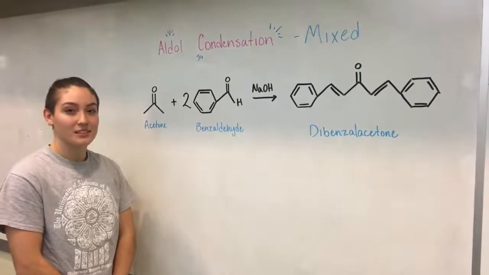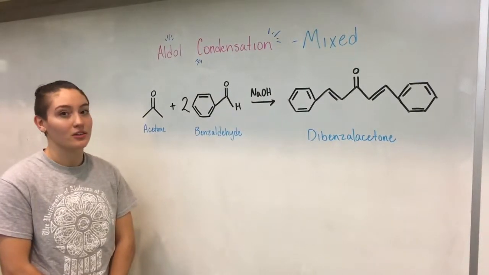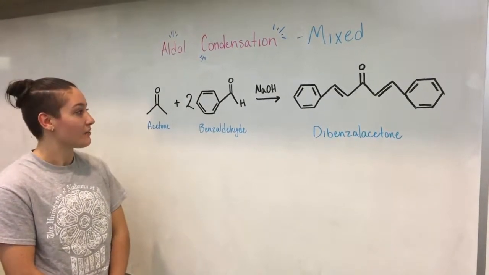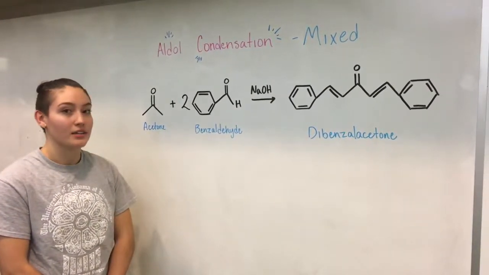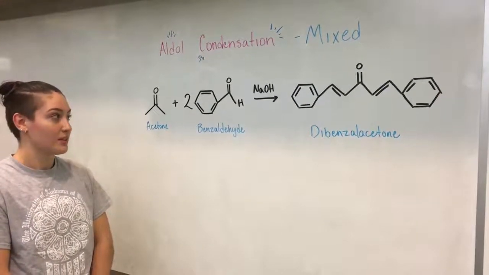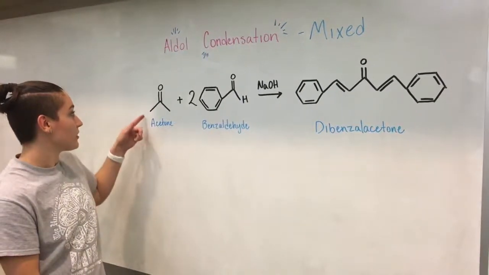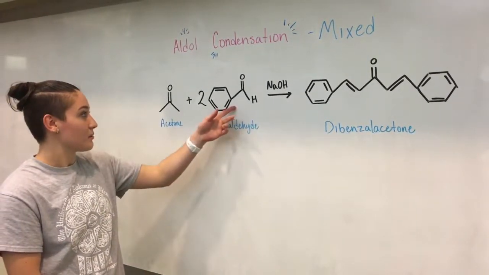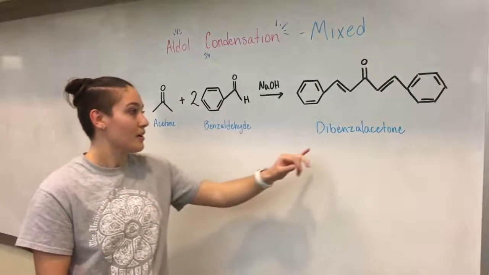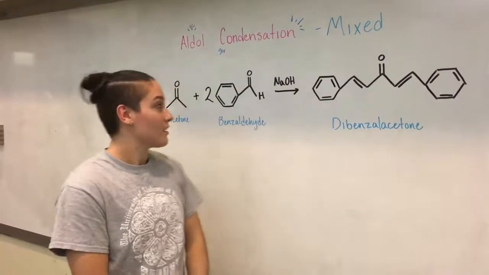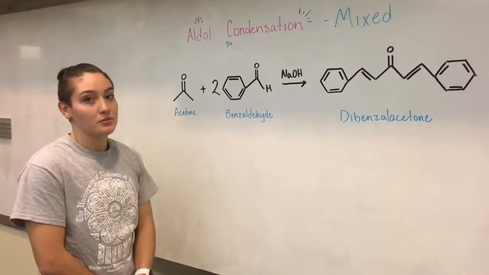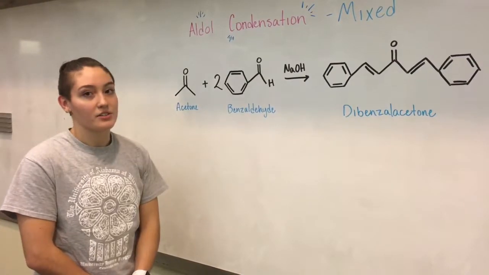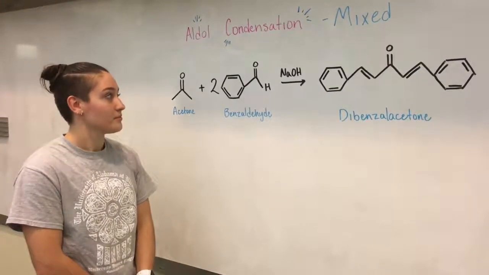So for today's experiment, we're going to be doing a mixed aldol condensation. We're going to have 2 moles of benzaldehyde reacting with 1 mole of acetone. And since there are 2 available sets of alpha hydrogens, this can react twice to form dibenzyl acetone. This cannot act as the nucleophile because there are no alpha hydrogens available on the molecule.